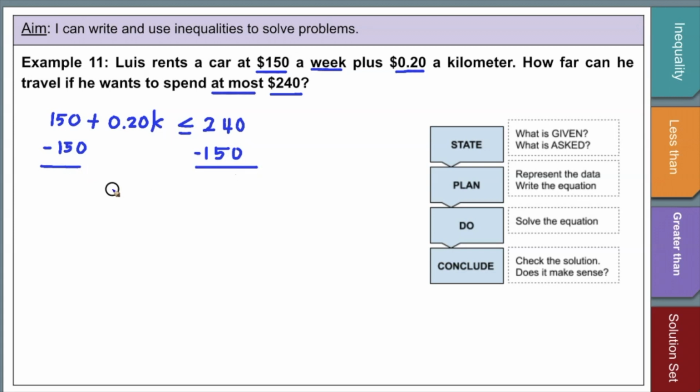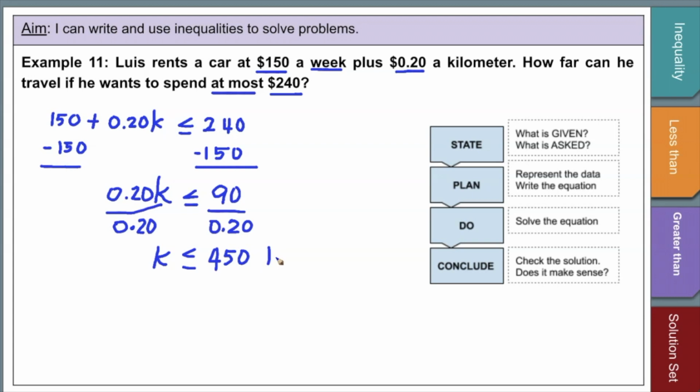That should give us 0.20k less than or equal to, it's the same order, less than or equal to 90. Okay. To solve for k, we are going to divide both sides by 0.20. Again, we're dividing with a positive number, so we are going to keep the same order of the inequality. 90 divided by 0.20 should give us 450. So k is less than or equal to 450 kilometers.